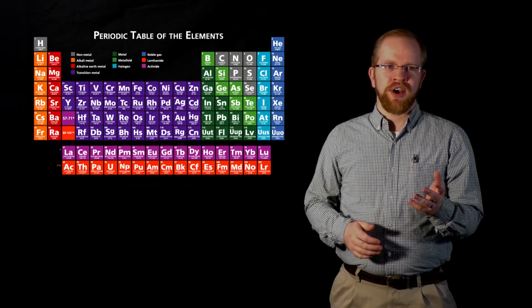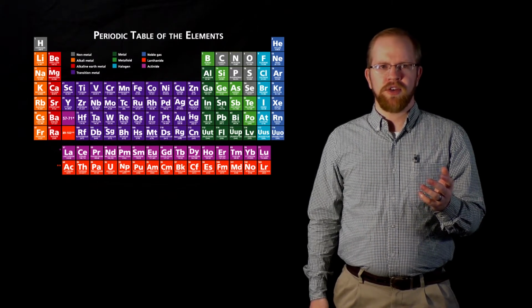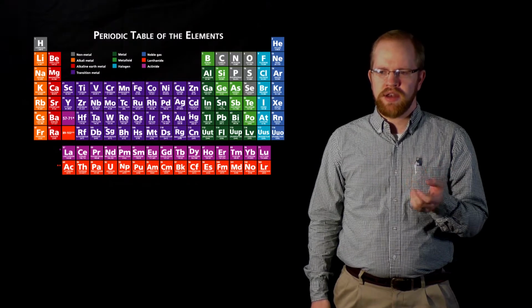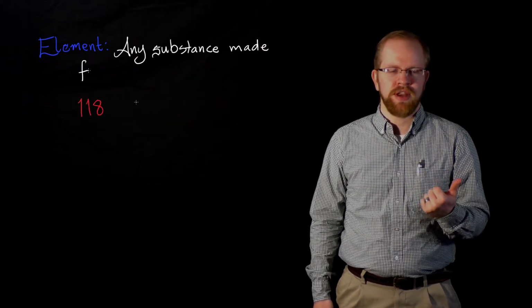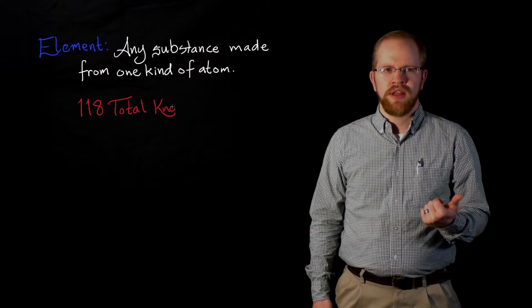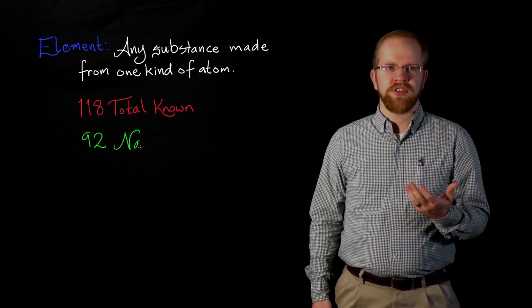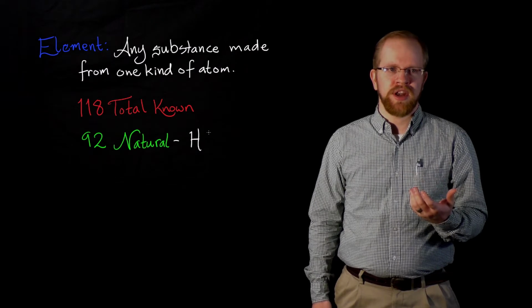Let's take a look at the periodic table of the elements. First off, we should define what an element is. Elements are any substance made from only one kind of atom. There are 118 elements that we know of that are on the periodic table.